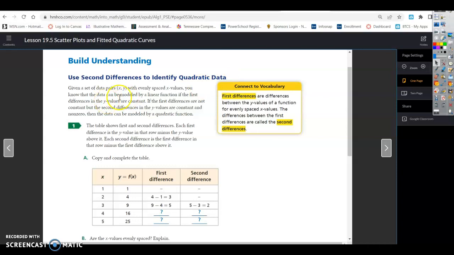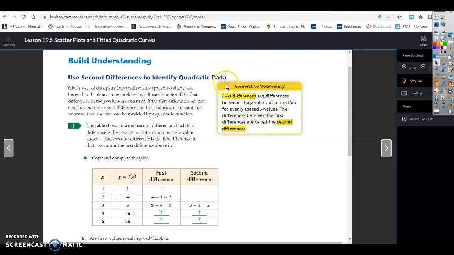Use second differences to identify quadratic data. Given a set of data pairs x and y, that's just an ordered pair, with evenly spaced x values, you can know that the data can be modeled by a linear function if the first differences in the y values are constant. If the first differences are not constant, but the second differences are constant and non-zero, then the data can be modeled as a quadratic function. This helps tell you whether it's linear or quadratic.